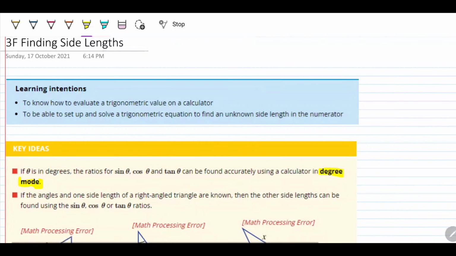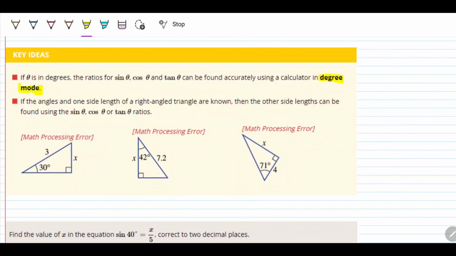So the key ideas here I've highlighted: if theta is in degrees, the ratios for sine theta, cos theta, and tan theta can be found accurately using a calculator in degree mode. So most of your calculators should be in degree mode already. Okay, if not, they may be in radian mode, so just double check that.